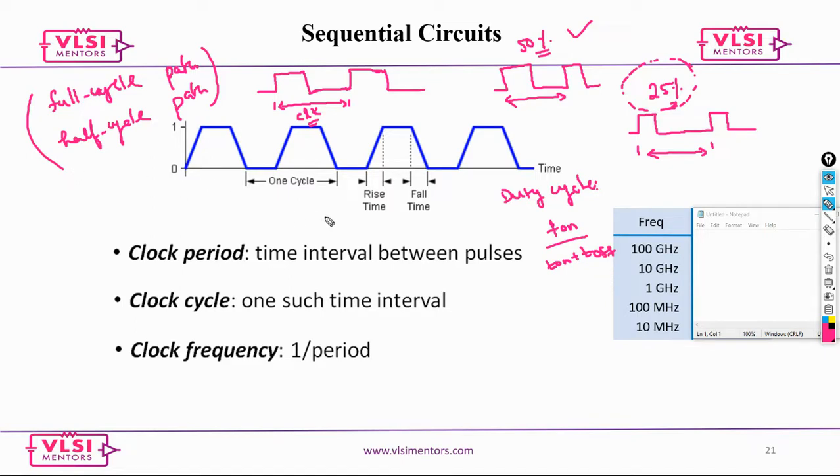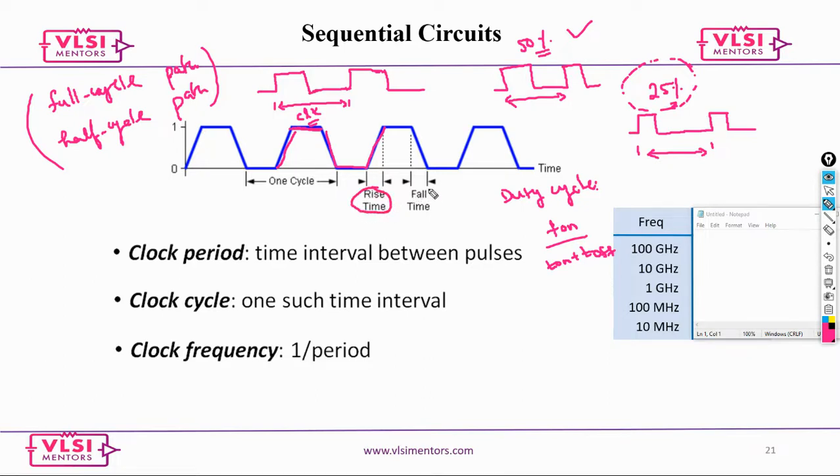Okay. Now, I hope you have got an idea of the clock cycle. As I said, this is going to be your rise transition, this is your regular logic one, and this is going to be your fall transition.